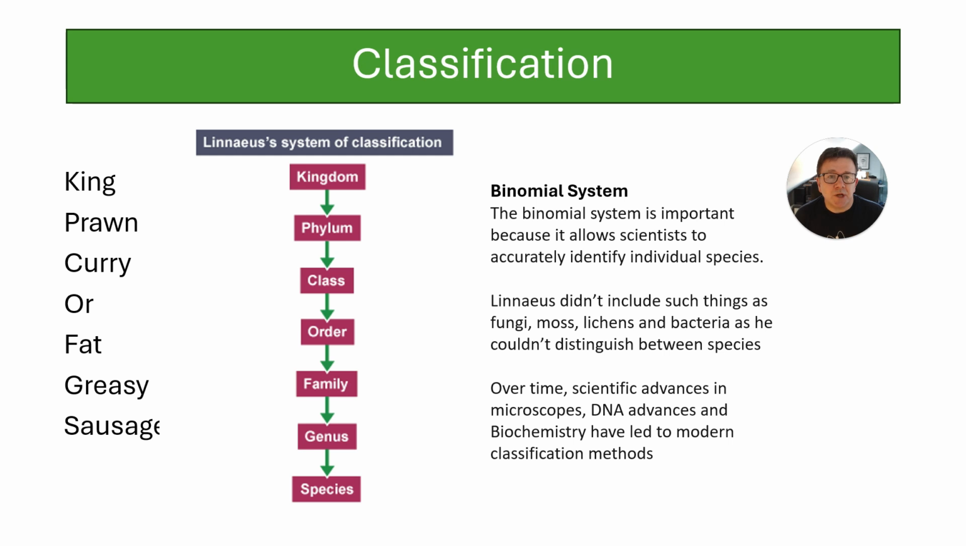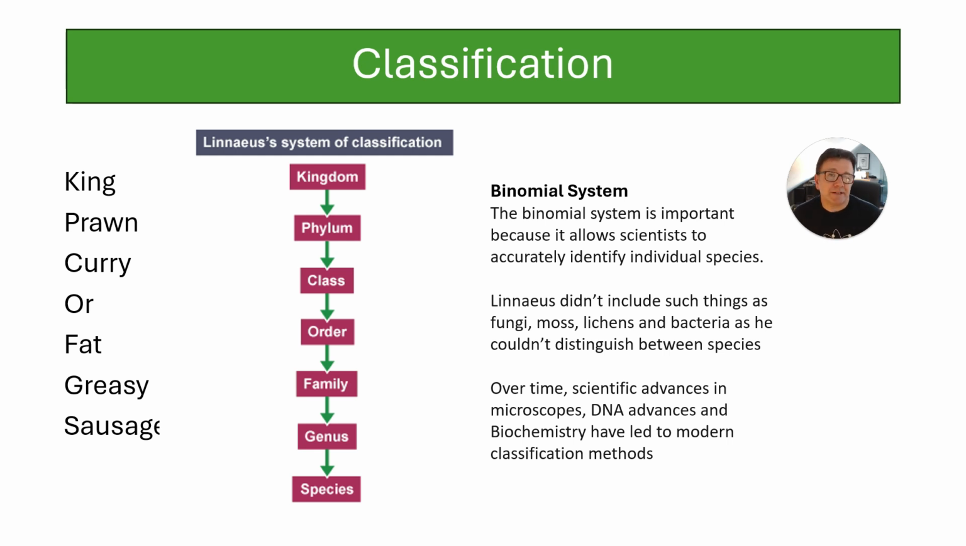Sometimes they talk about binomial systems, so that's naming animals or plants or organisms. So we are Homo sapiens. Homo is the genus, sapiens is the species. And it allows scientists to accurately identify individual species. Linnaeus's system wasn't brilliant because he didn't look at fungi, moss, lichens, bacteria.